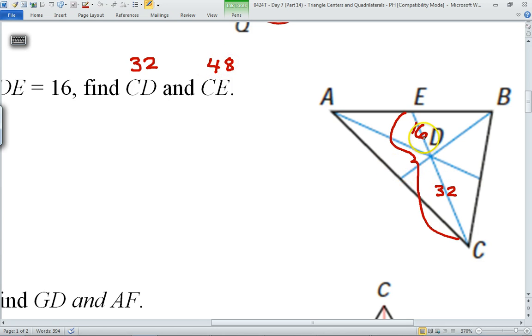Okay, so we just needed to use that fact about the small part being half as big as the long part. Just double it.